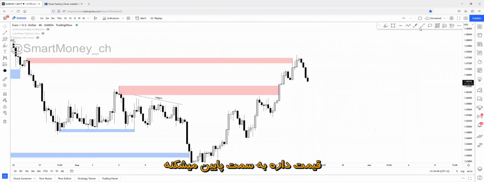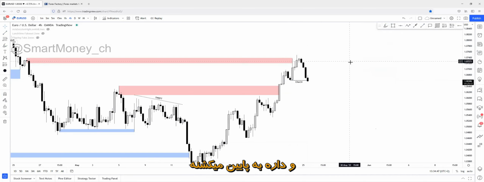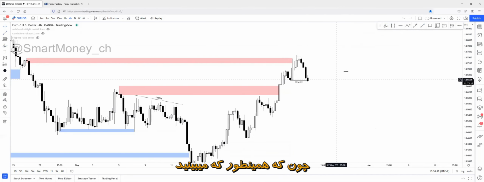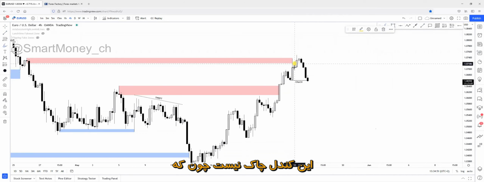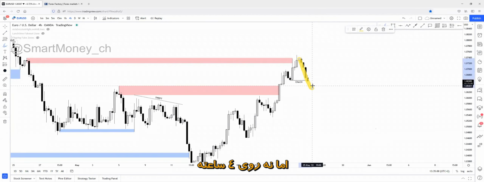And as you can see, price is currently breaking below the last recent demand zone, not just reacting on this zone, but breaking below it. And that's why this will be a change of character, because as you can see, this candle isn't a change of character because it couldn't body break below this last recent wick. So this is the last recent low point for us. And if this zone breaks, there will be a change of character on the 4-hour chart.